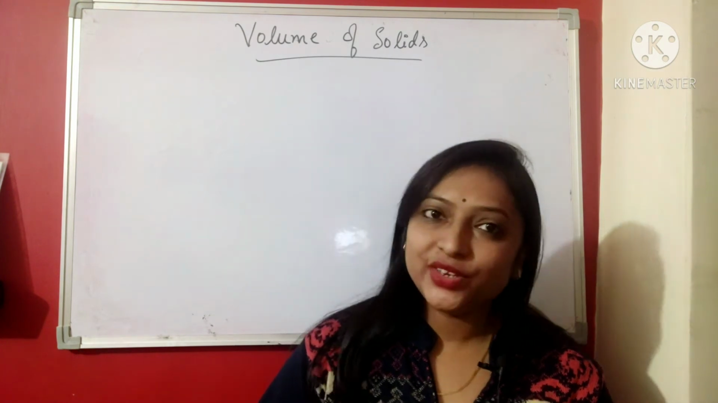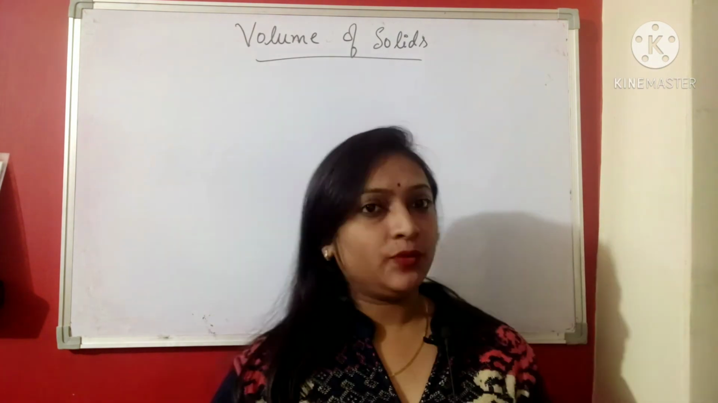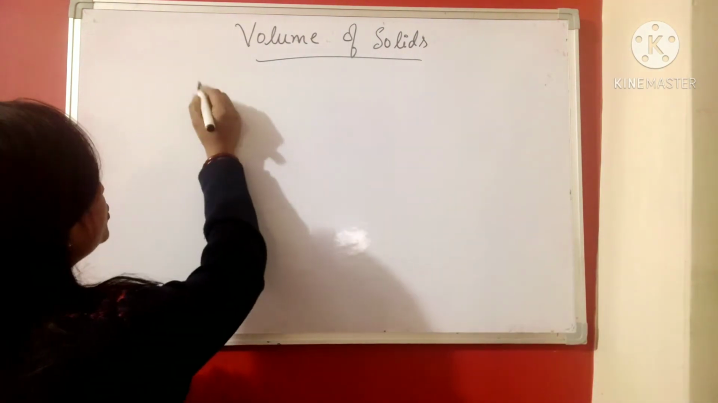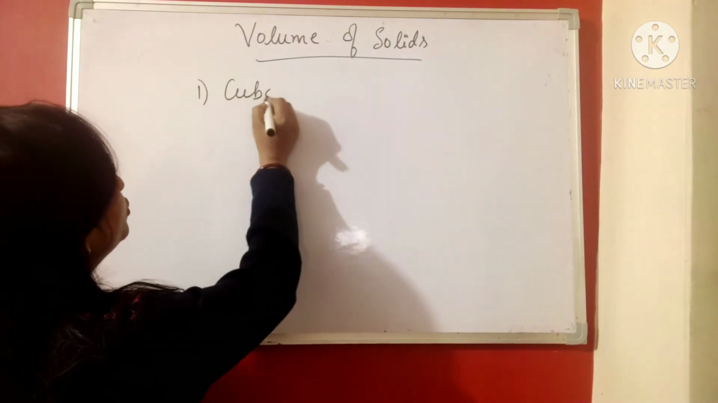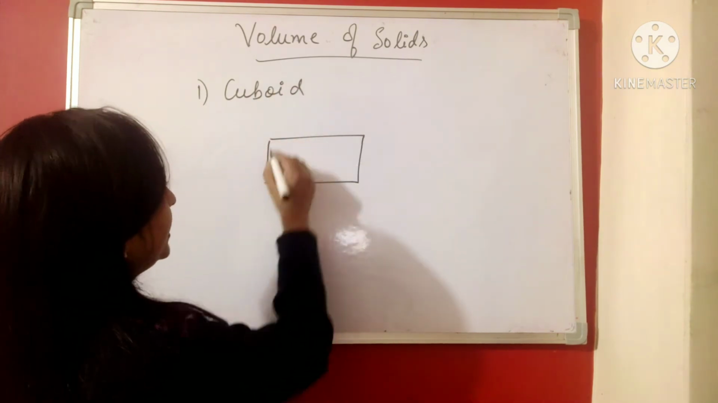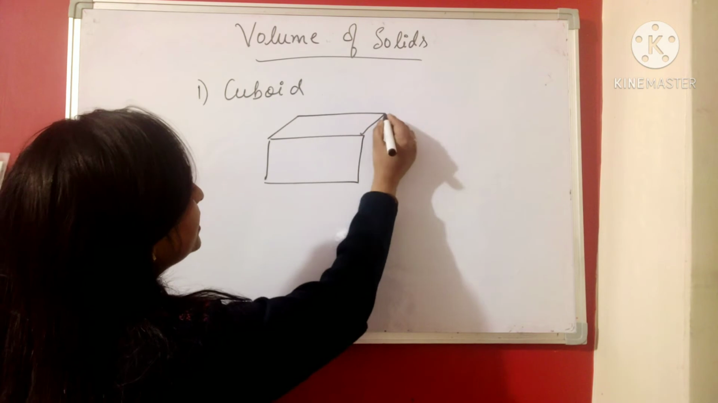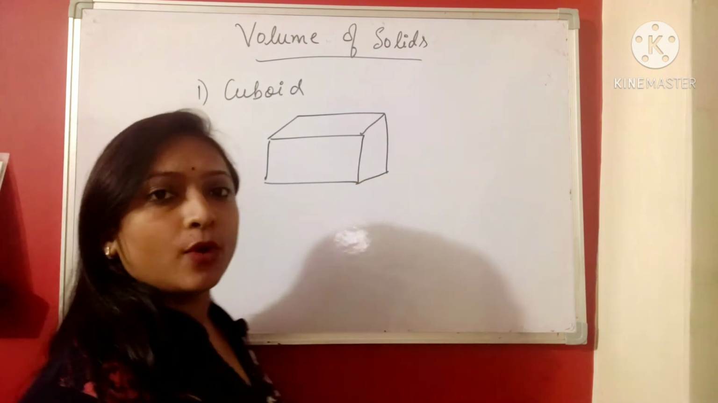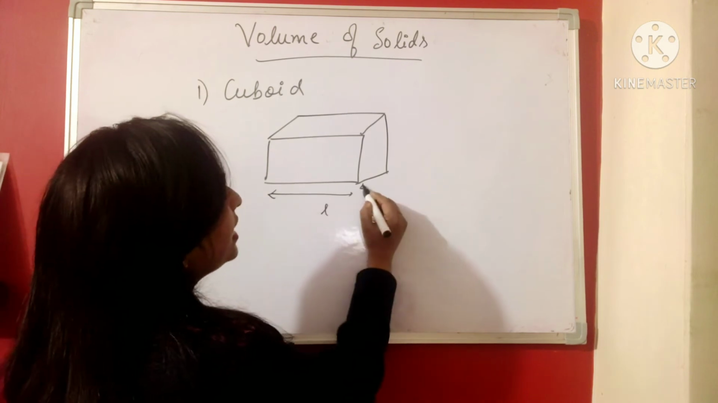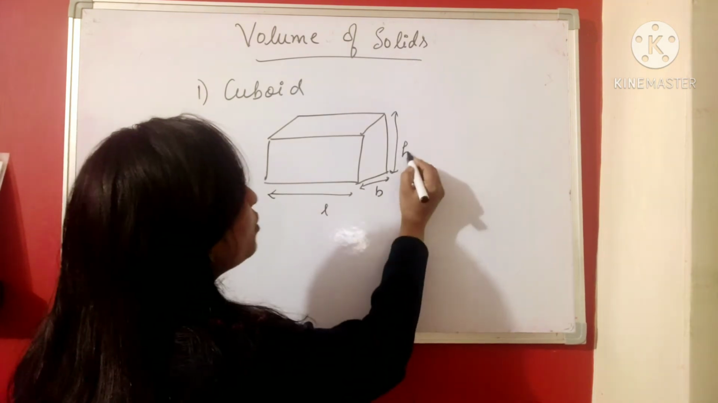In today's video, we are going to learn about volume of solids. The first solid that we are going to talk about is a cuboid. We all know cuboid looks like this, right? It is a 3D form of a rectangle. It has length, it has breadth, height also.